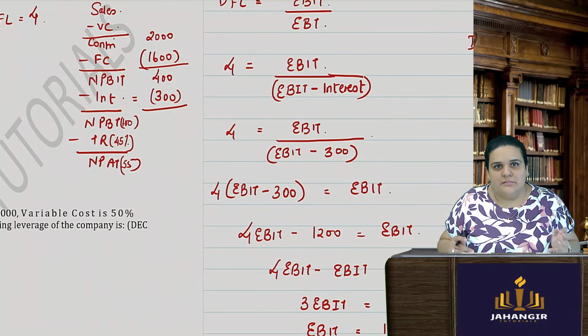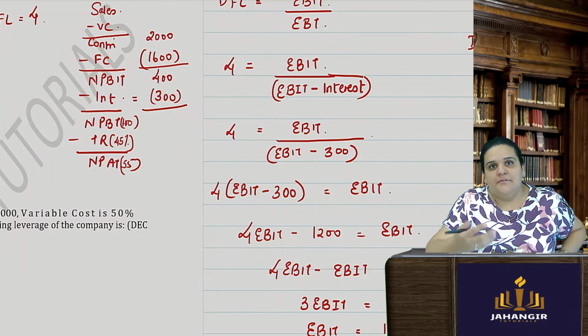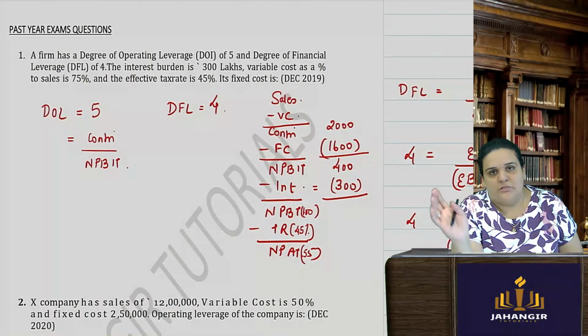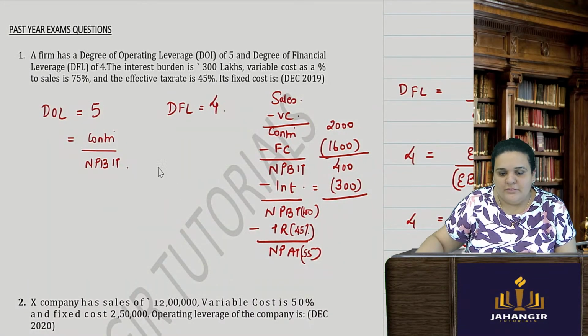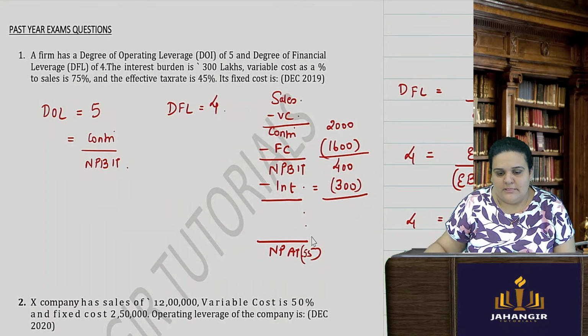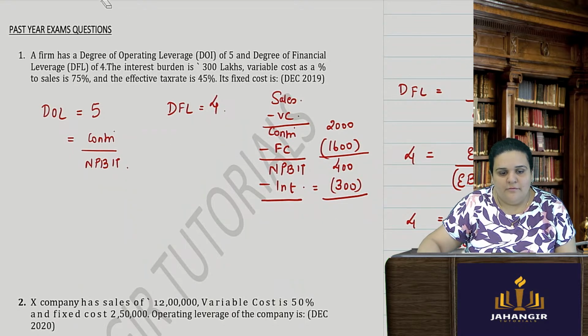So it seemed very easy when we read it. Just find the fixed cost. But when we started putting it in the income statement, now all this is not needed. Basically, this is just for information purposes. So here we can just put until NPBT, which is 100.